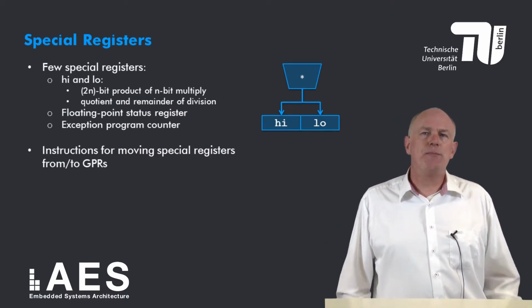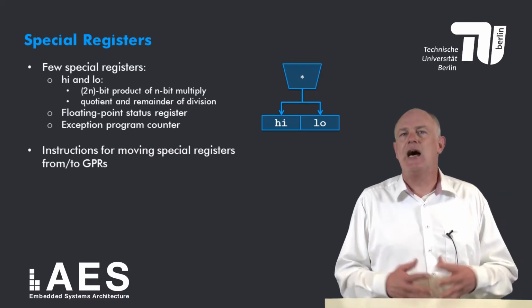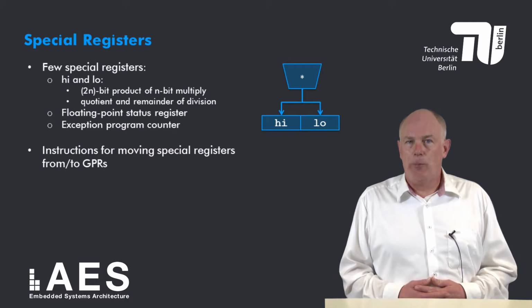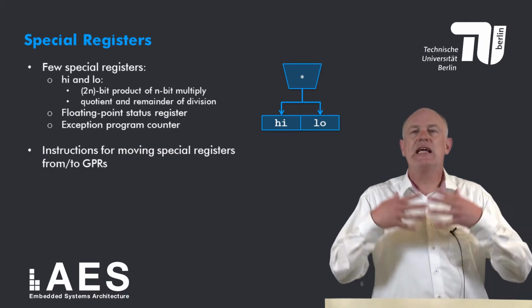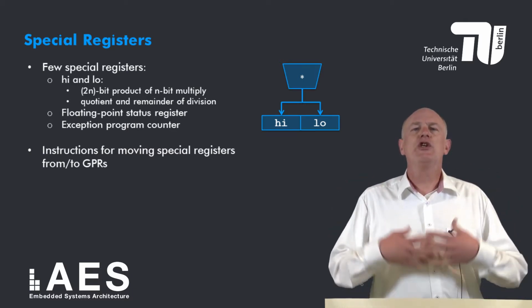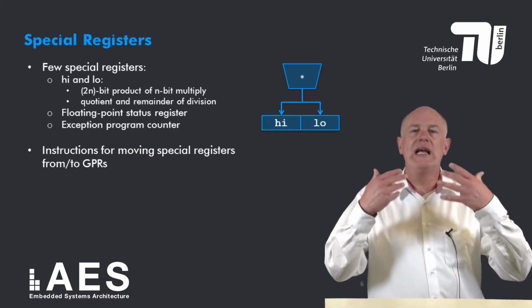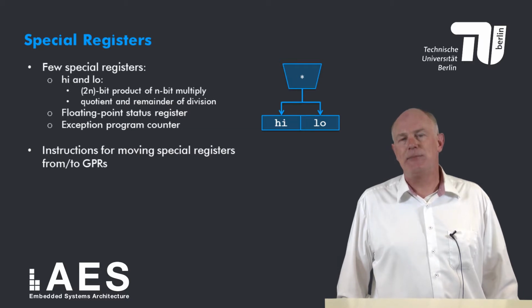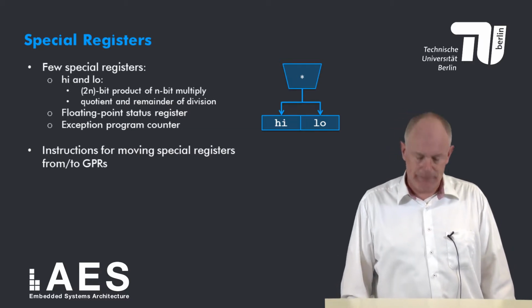Other examples of special registers in the MIPS ISA are the one which holds the outcome of floating point comparison instructions, and the exception program counter, which holds the program counter, or instruction address, of the instruction that has caused an exception during execution.